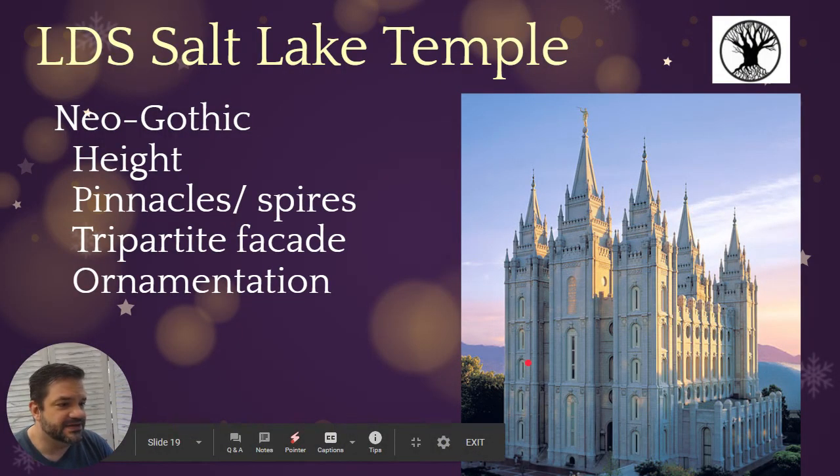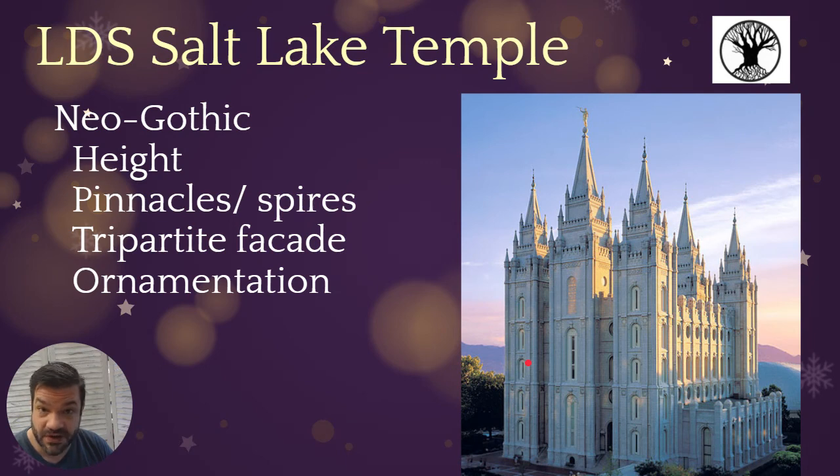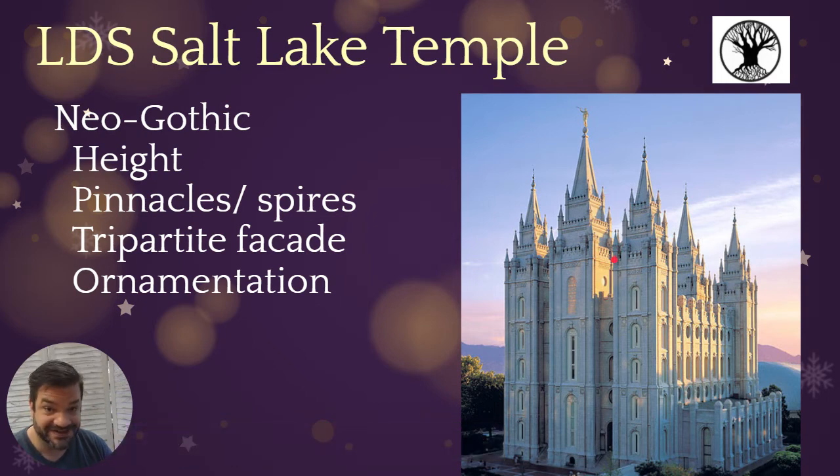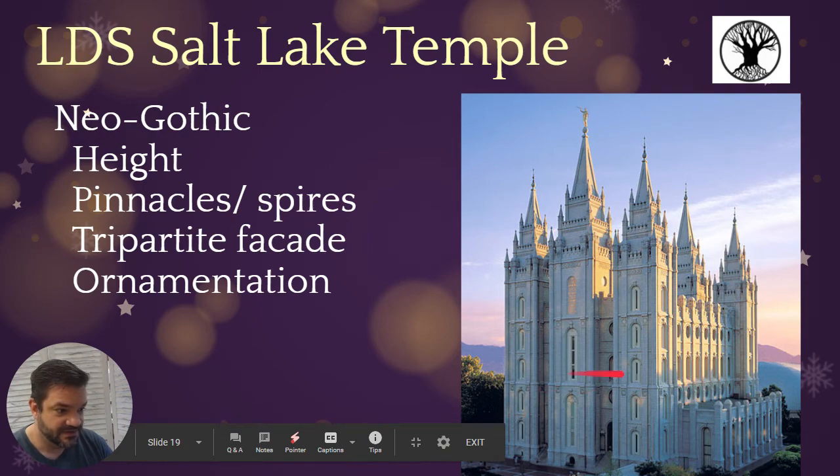Now, here is the Mormon Temple, which, as we've talked about, is designed to be an axis mundi, and it's Neo-Gothic. It's going for the height. That was the point. It's got the pinnacles. It's got the five-part front, like the Cathedral of Milan.